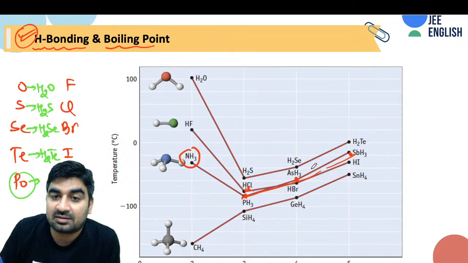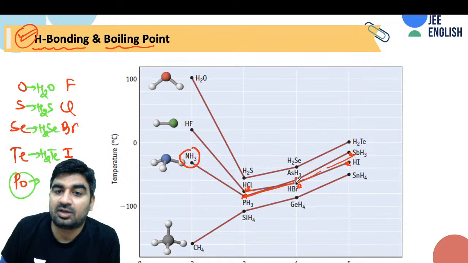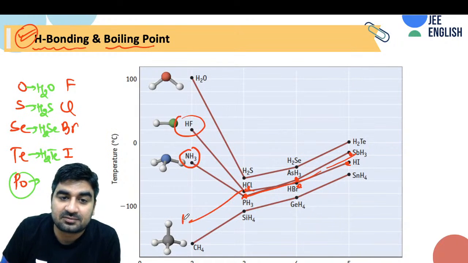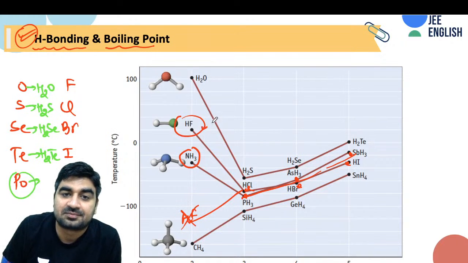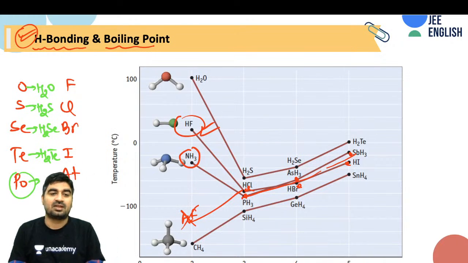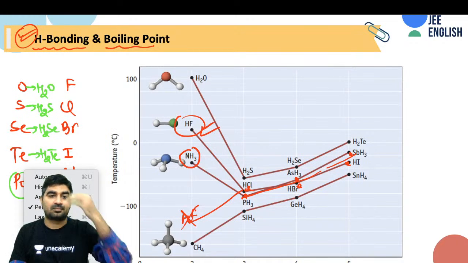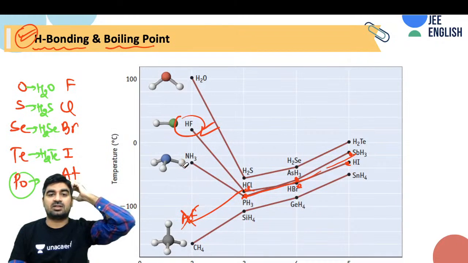Similarly, HCl, HBr, HI, the boiling point is increasing. But why HF? HF should be here, but it is here. Why is this so? And what is the reason behind it? So what would you say about it?